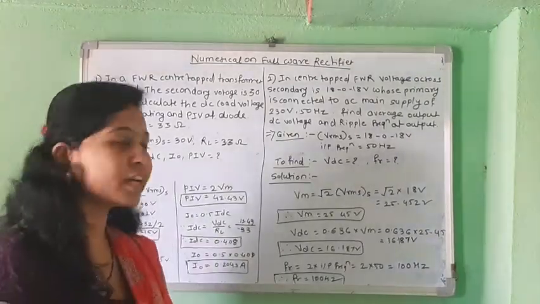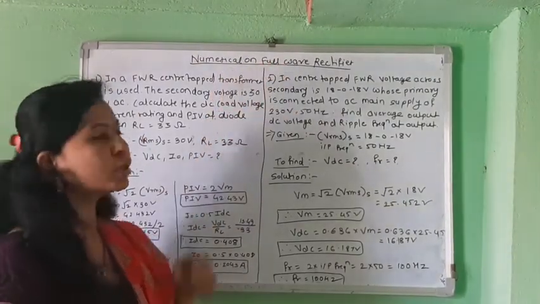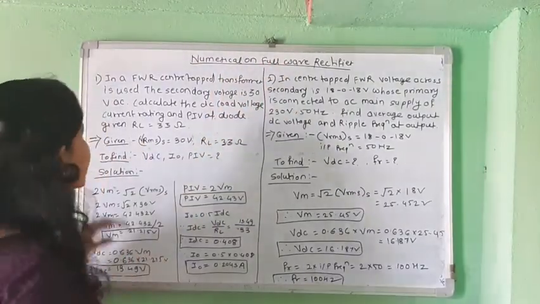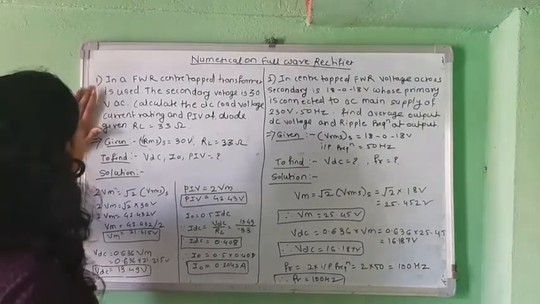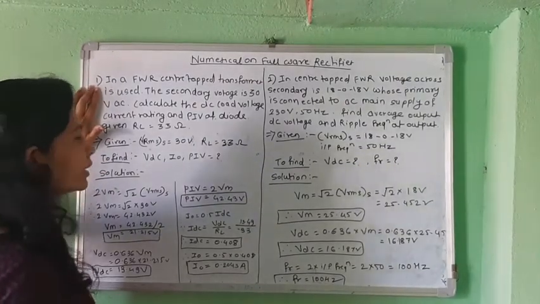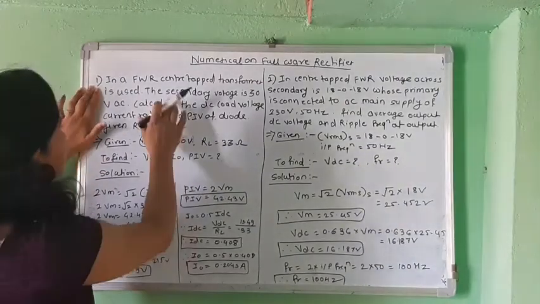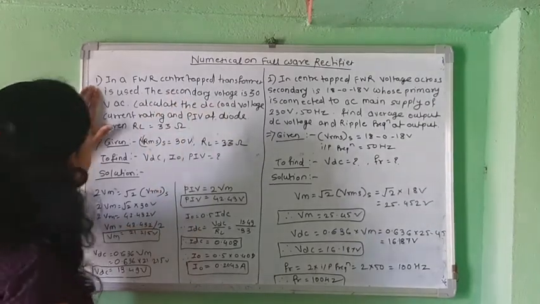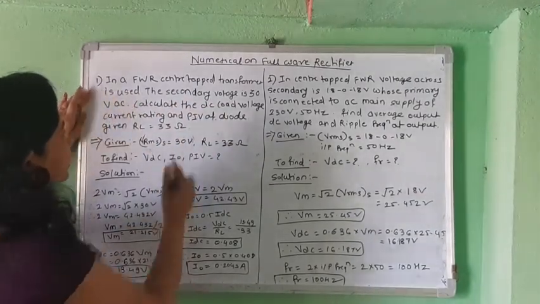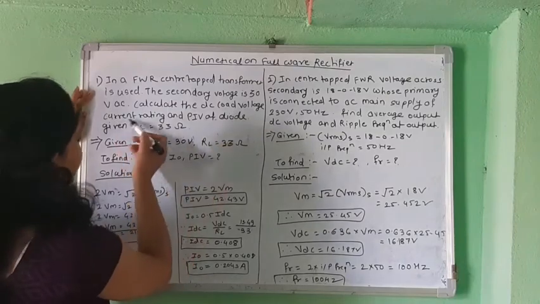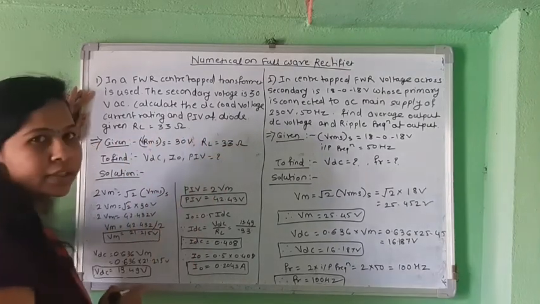Hello students, so today we are going to study numericals based on full wave rectifier. The first numerical is: in a full wave rectifier, a center tap transformer is used. The secondary voltage is 30 volt AC. Calculate the DC load voltage, current rating and PIV of a diode.